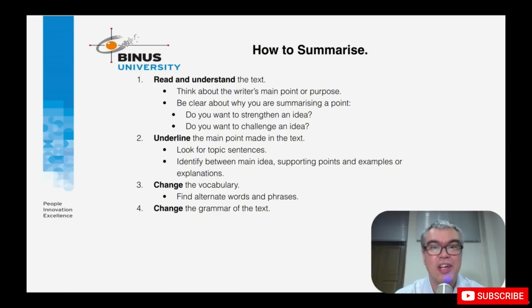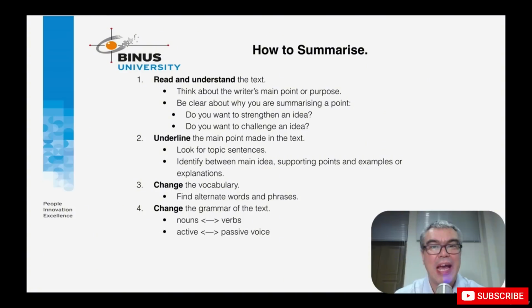Of course, it's a good idea to have a dictionary and a thesaurus available, and certainly as you are doing your summarizing, using these tools will be so much easier rather than you trying to remember new words. Now, you've changed the vocabulary. The next step is to change the grammar of the text. So here are a couple of tips for changing the grammar.